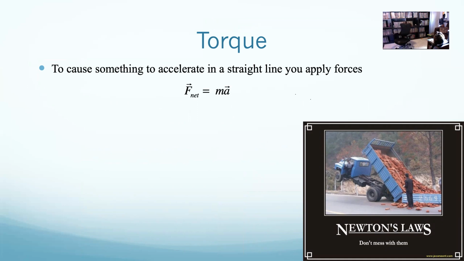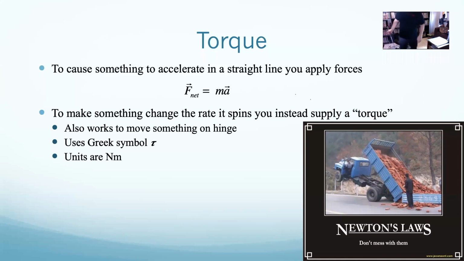But if, instead of making something move in a straight line, you want to make something spin, you apply a torque instead. Torque uses the Greek symbol tau. It looks like a weird little T, and its units are Newton meters.